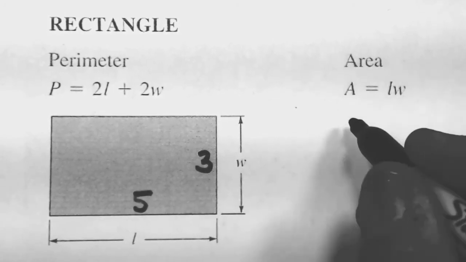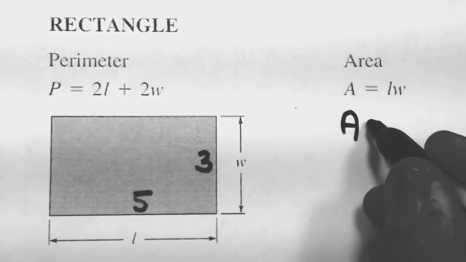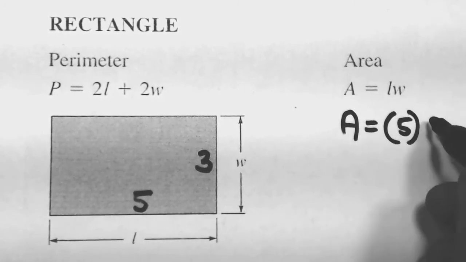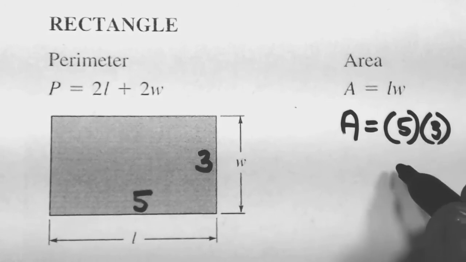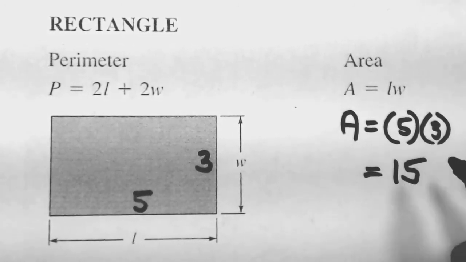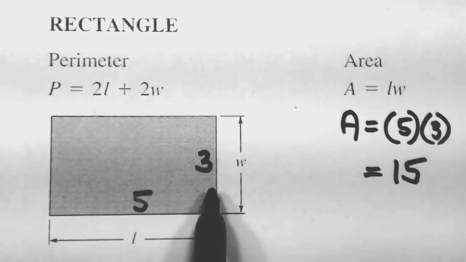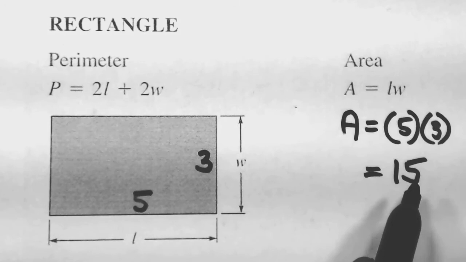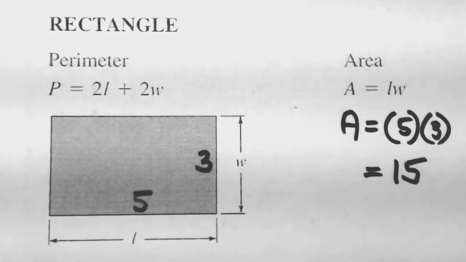Well, to find the area over here, A simply equals the length, which is 5, times the width, which is 3. 5 times 3 equals 15. Now, in most cases, we'd be given units here. So if there were units, you would have to put them in the final answer.